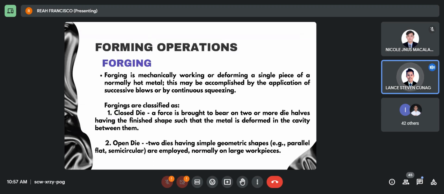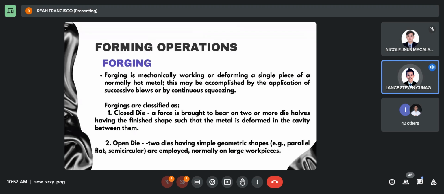So, open die forging, also called free forging, is a metal forging process in which the workpiece is not confined within a closed set of dies. Instead, it is shaped by repeated hammer blows or press operations. The metal is manipulated in a way that resembles blacksmithing techniques, and the final shape is achieved through the skill of the operator and repeated deformation.